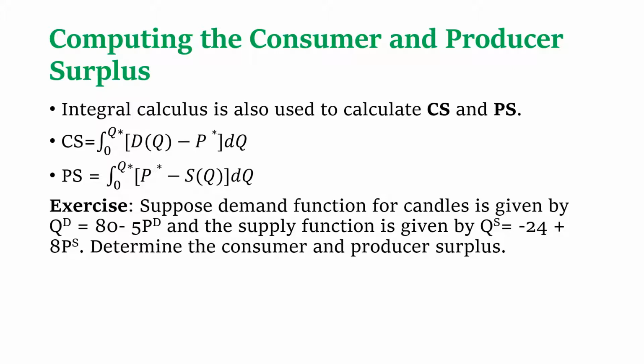Now, I don't want you to be bothered with this integral business, even though if you want to do that, you can. You can use integral calculus to find consumer surplus as well as producer surplus, but you can also use a simple method. Suppose the demand function for candles is given by QD equals 80 minus 5P, and the supply function is given by QS equals that. Determine the consumer and producer surplus.